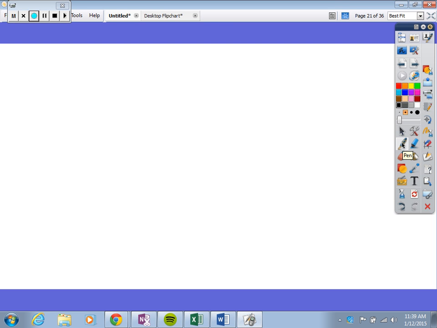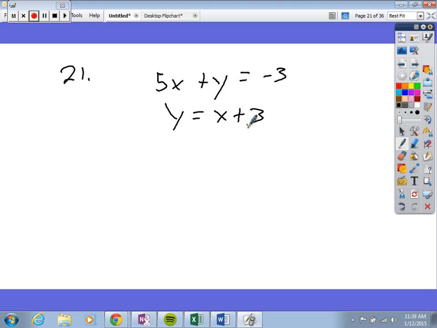Okay, we're going to start off working on problem number 21. What problem number 21 says is use substitution to solve this system. Oops, I wrote it down wrong. I apologize. So it's 5x plus y is equal to negative 3, and y is equal to x plus 3. Substitution merely means that you take what you know about a variable and plug it into the other equation.